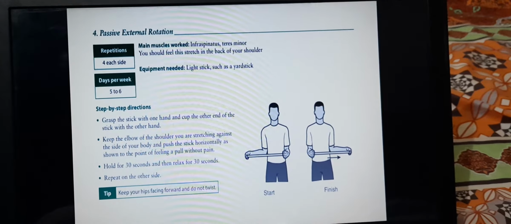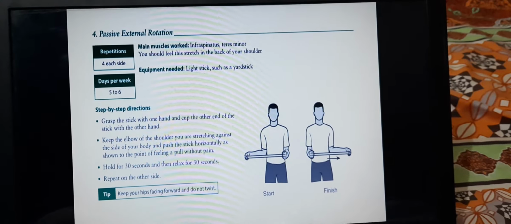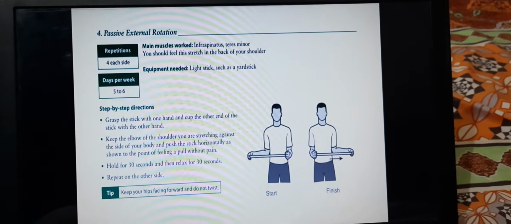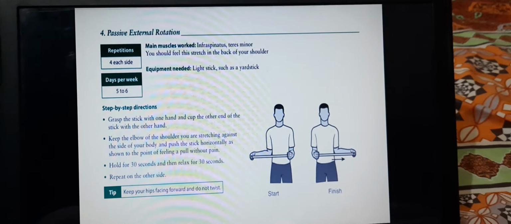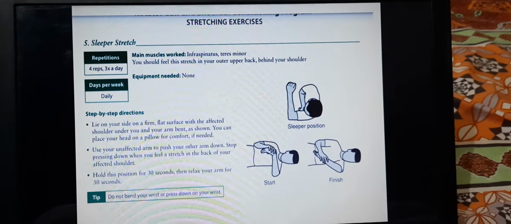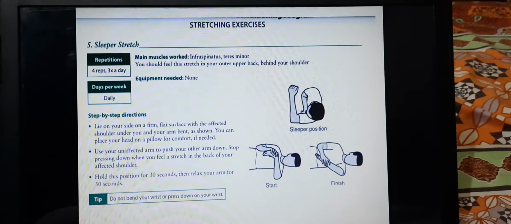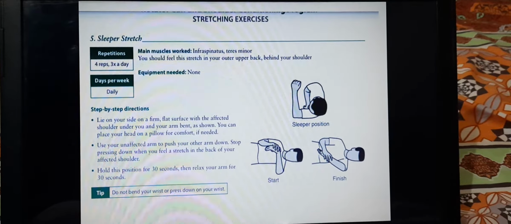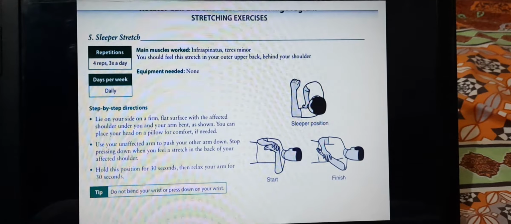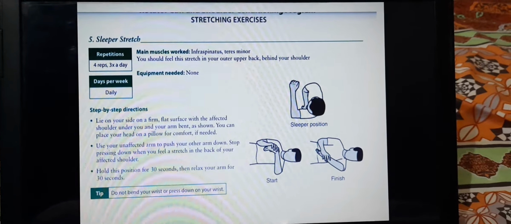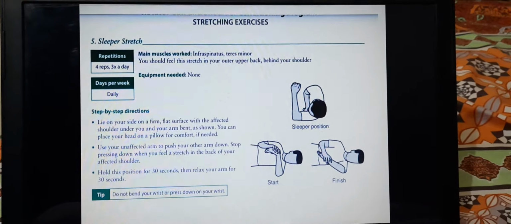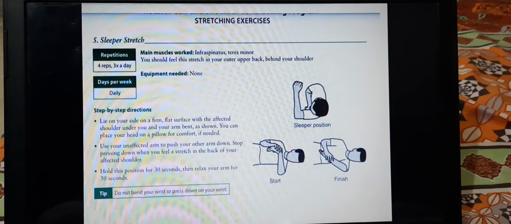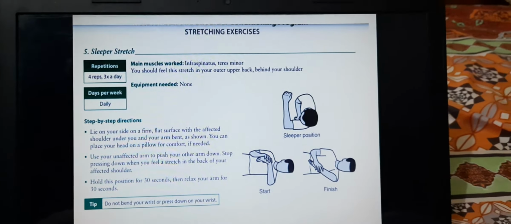Passive external rotation. This is also done with a light stick or yardstick. Muscles involved are the infraspinatus and teres minor. You should feel the stretch in the back of your shoulder. Repetitions 4 each side. Days per week 5 to 6. Sleeper stretch. Repetitions 4, 3 times a day. Days per week: daily. Main muscles involved are the infraspinatus and teres minor. You should feel the stretch in your outer upper back behind your shoulder. This is performed like this.